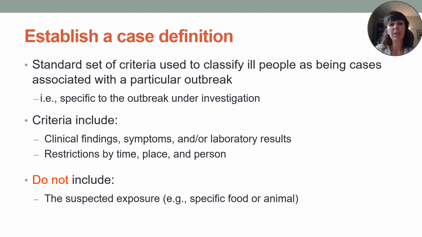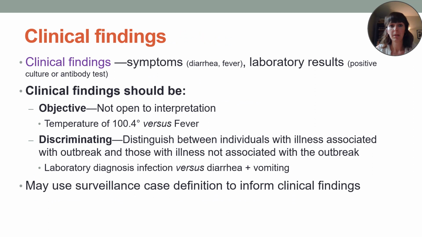You also want the criteria to be discriminating. So you want it to be able to distinguish individuals with the illness associated with the outbreak from individuals with other diseases or even the same disease, but who are not associated with the outbreak investigation. So for example, you want the salmonella cases associated with your restaurant, even if someone else with salmonella presents, but is not a part of your outbreak. So let's start first by looking at this criteria of clinical findings, which are the features of the disease or the illness that people in the outbreak are suffering from.